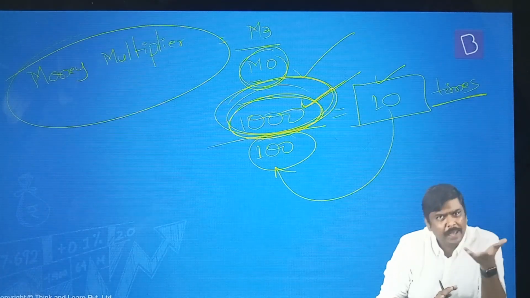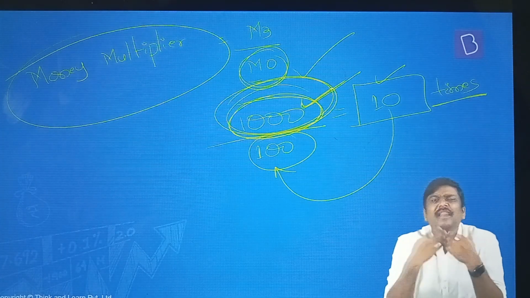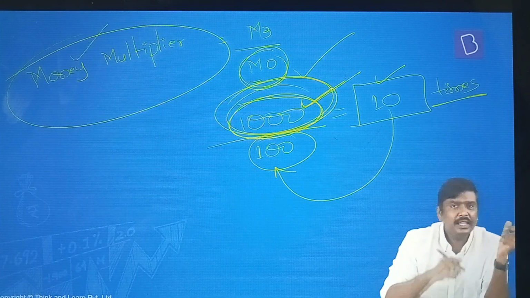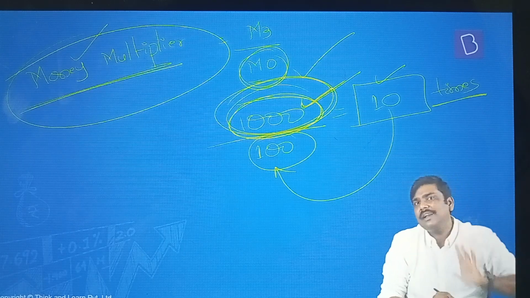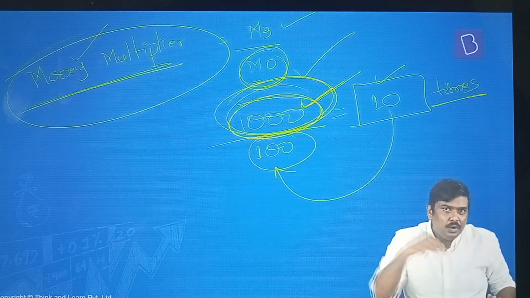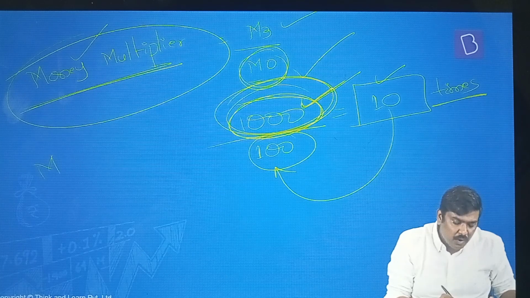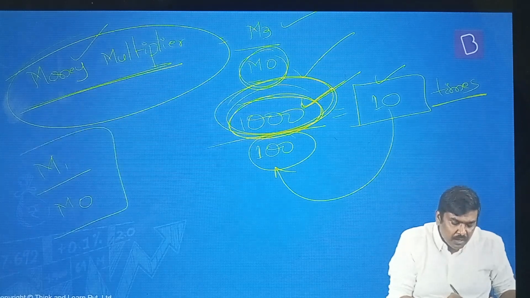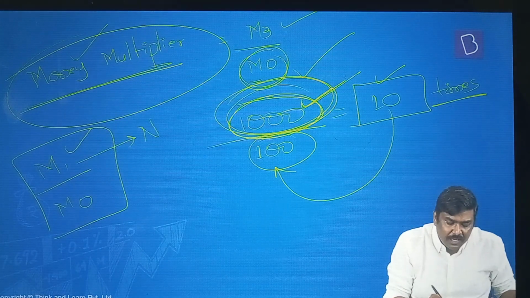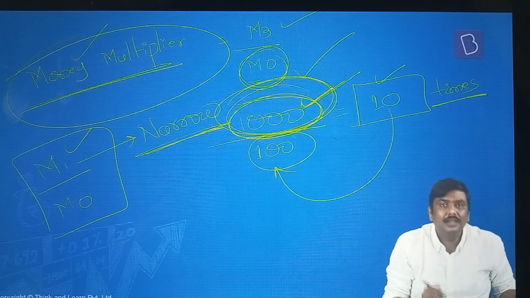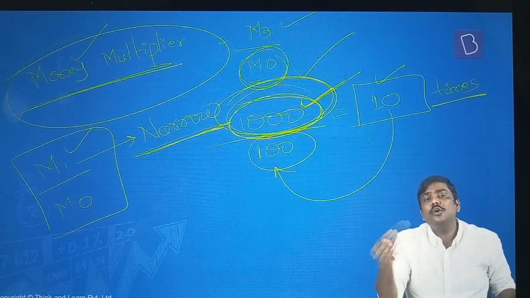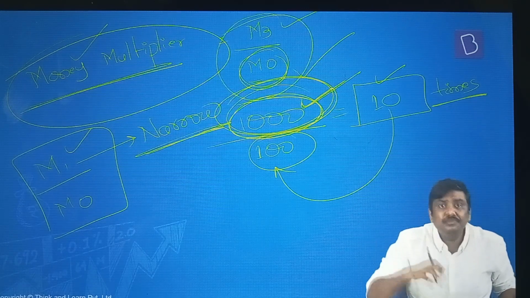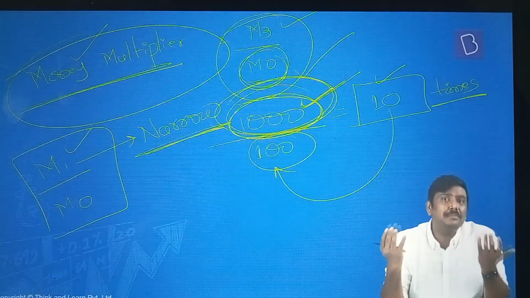So the Monetary Policy Committee or MPC, before they decide whether to increase or decrease the money supply, will definitely consider what the money multiplier is right now. I've given you money multiplier is equal to M3 upon M0. Some of the books will also give you M1 upon M0. But please understand, M1 is a narrow money. But apart from narrow money, there is also broad money.